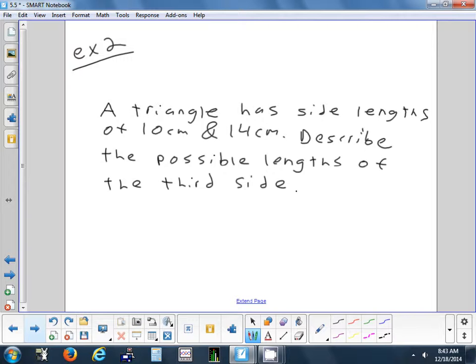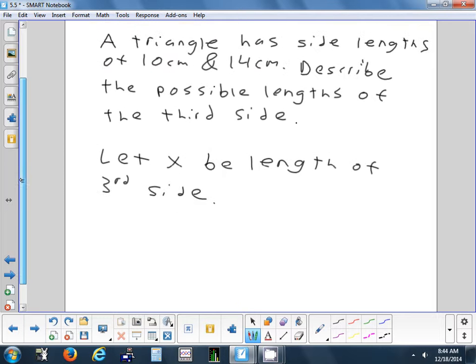All right, so let's look at this one. A triangle has side lengths of 10 and 14. I want you to tell me the possible lengths for the third side. Let x be the length of the third side. If you're not sure, just make a sketch. Again, that sketch is not to scale, just a quick sketch.